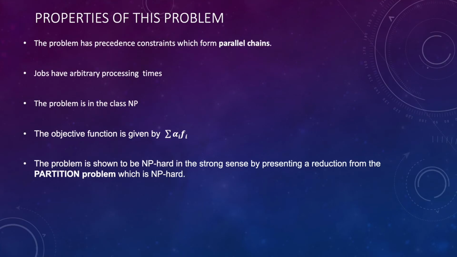So this problem is very similar to the problem we just saw. The only difference is that for this problem, the jobs have arbitrary processing times. So it's also in the class NP. It has the same objective function. And for this one, we are going to show it's NP hard by presenting a reduction from the partition problem, which is another well-known NP hard problem.